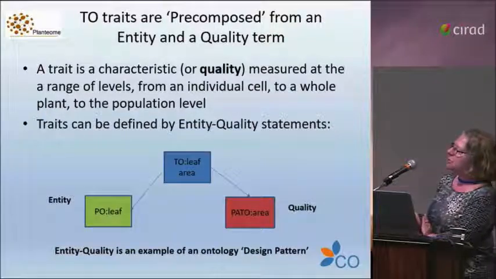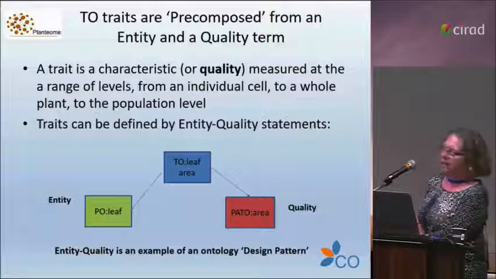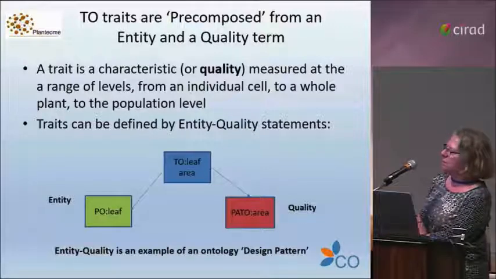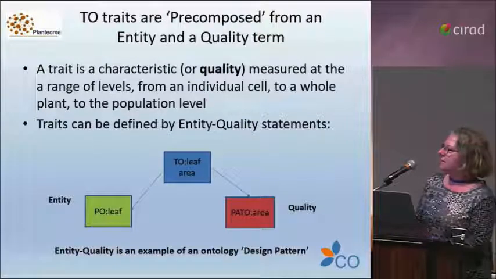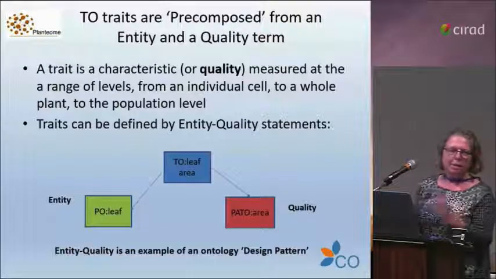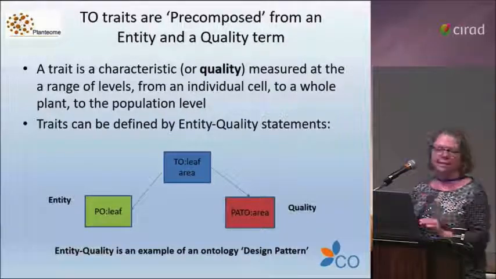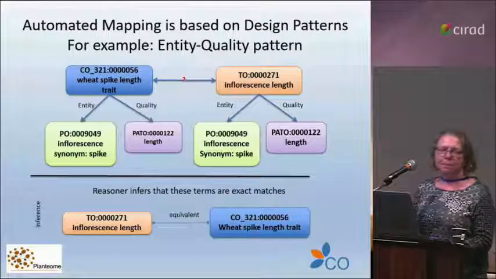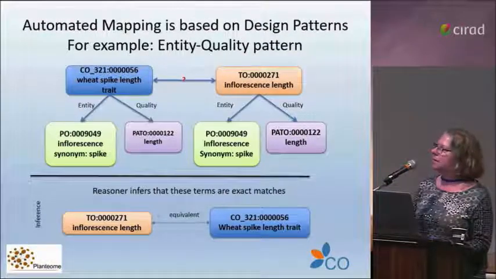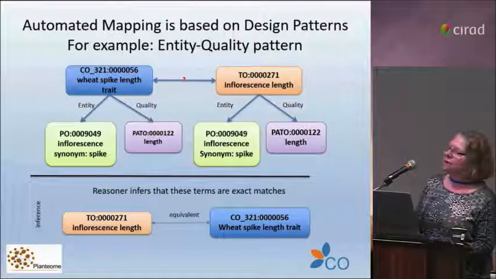And these traits can be defined by what we call entity quality statements. So this example of the TO term for leaf area is composed of the PO term leaf and the PATO term for area. And this entity quality construction is what we would call a design pattern, an ontology design pattern. So this is one example of a design pattern. This automated mapping process that we go through is actually based on these design patterns. And this is showing you an example with the entity quality pattern.